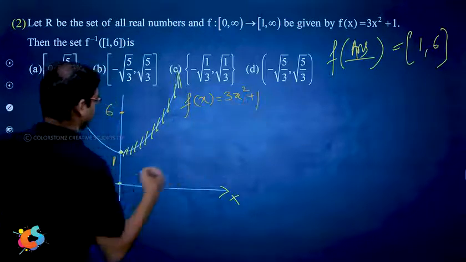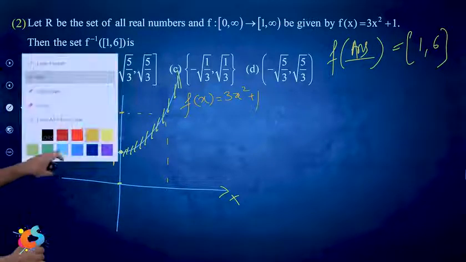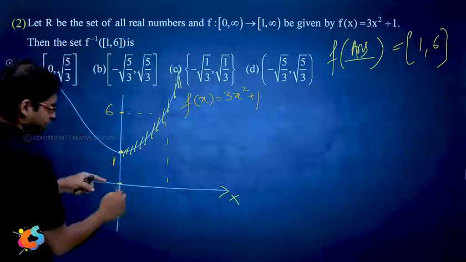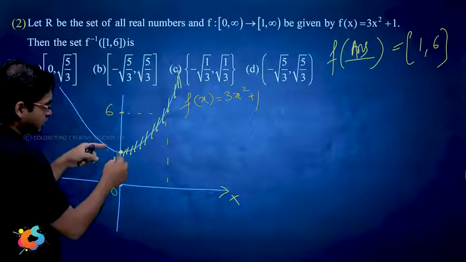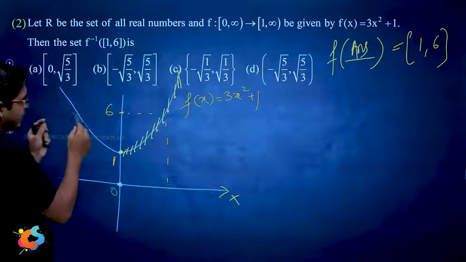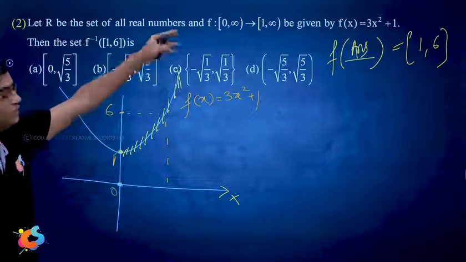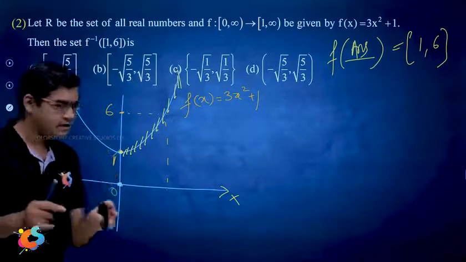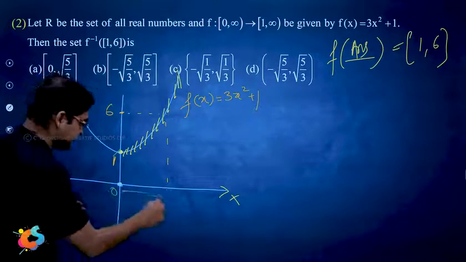3x square plus 1. Okay. For these output values, what should be the input values? That is very easy. For these output values, what are the input values? It is starting with 0, because I want these output values. So for these output values, I cannot take this part of the graph because this part of the graph is not there in our domain. In our domain, it is from 0 to infinity. So this is the only part of the graph I can consider. If I want from 1 to 6 output values, it can come only because of these x values.